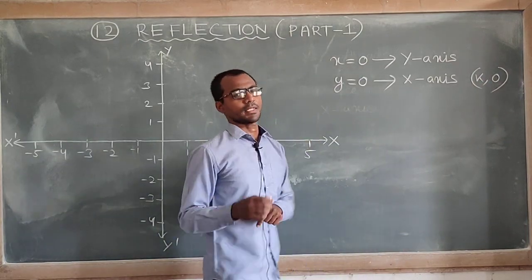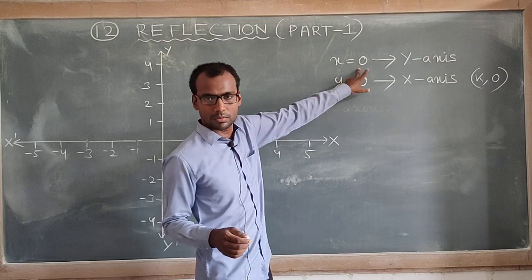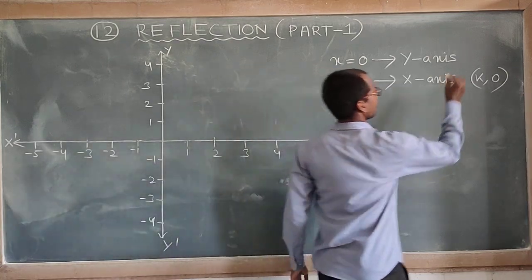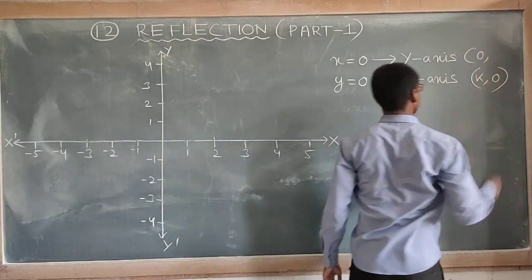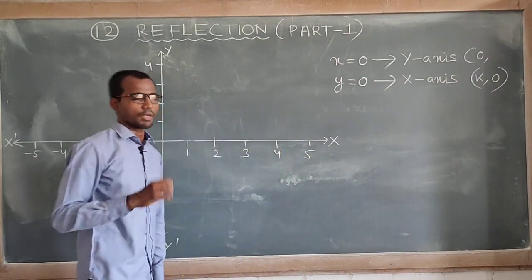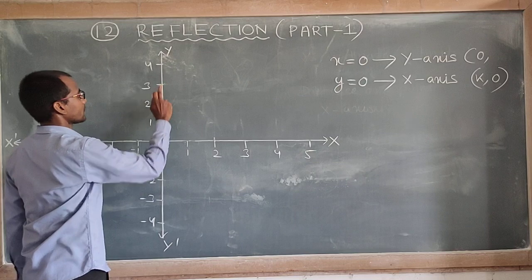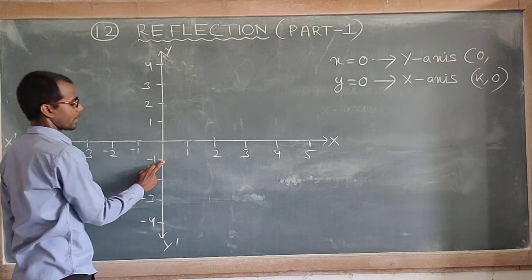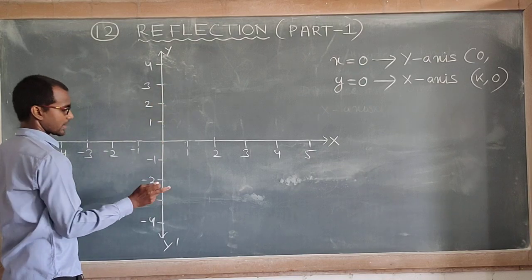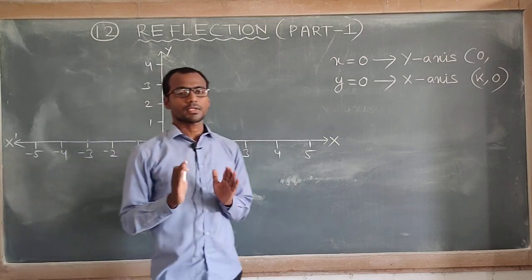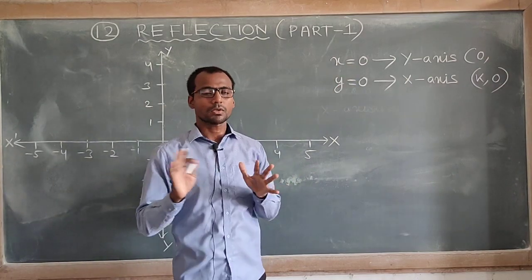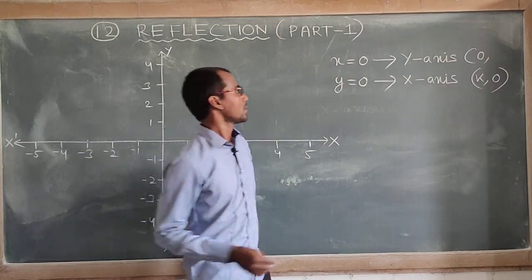Similarly, if you move to the y-axis, its equation is x equal to 0. So x coordinate will be 0 definitely. Let us go for the y coordinate. Let us take some points: (0, 4), (0, 3), (0, 2), (0, 1), (0, 0), (0, -1), (0, -2), (0, -3). So you can see x is constant at 0, but y is not constant. It can be any real number.